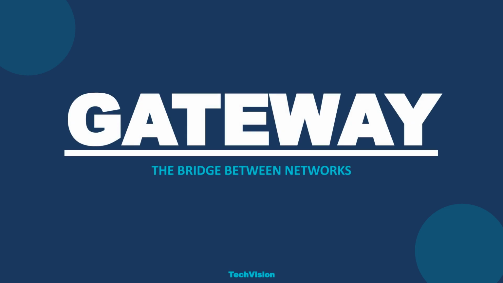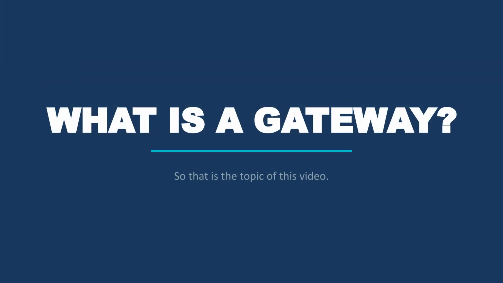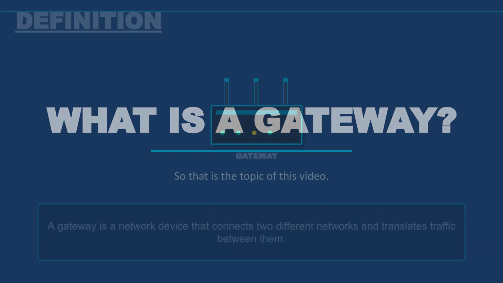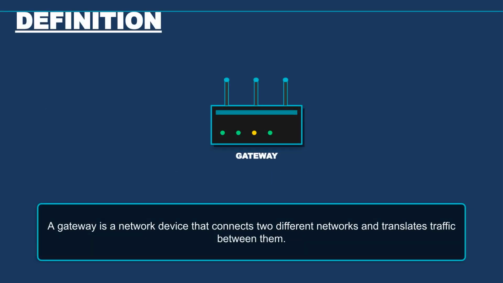A gateway is a fundamental concept in networking. What exactly is a gateway? We will explore this question, along with how it functions and the different types that exist. Simply put, a gateway is a network device that connects two different networks and translates the traffic between them.